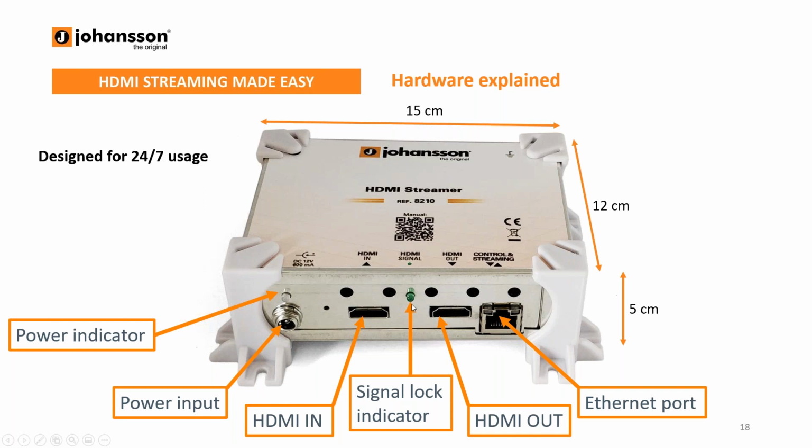And this LED in the middle is the signal lock. So when the HDMI cable is connected and our device detects a signal, this LED will turn green, saying that, okay, I discovered a signal and I recognize the timing, everything is okay. And of course, you have an Ethernet output, which you can connect to your network.